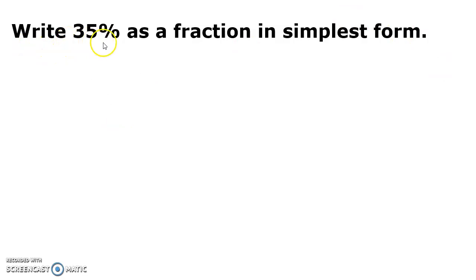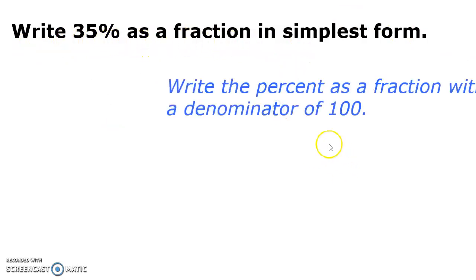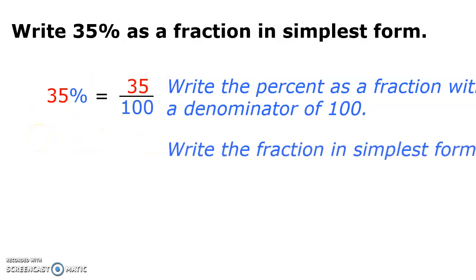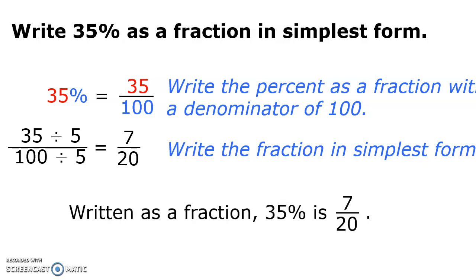So I want to write 35% as a fraction, okay? And let's see here. 35% means 35 per 100 or 35 100ths. Okay, hopefully it jumps out at you that this is not reduced. It's not in simplest form. They're both divisible by 5. And when we reduce our fraction, we get 7/20ths. So 35% is the same as 7/20ths.